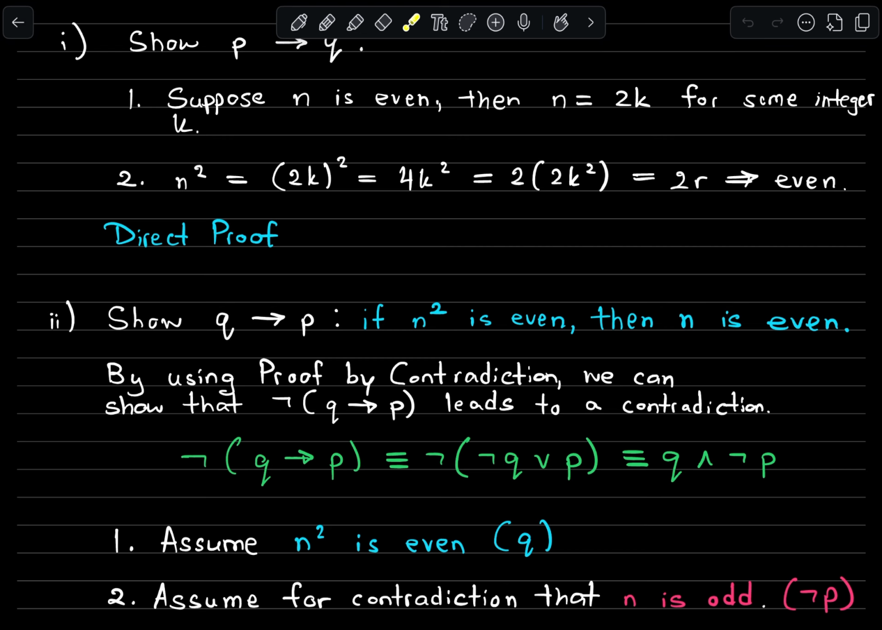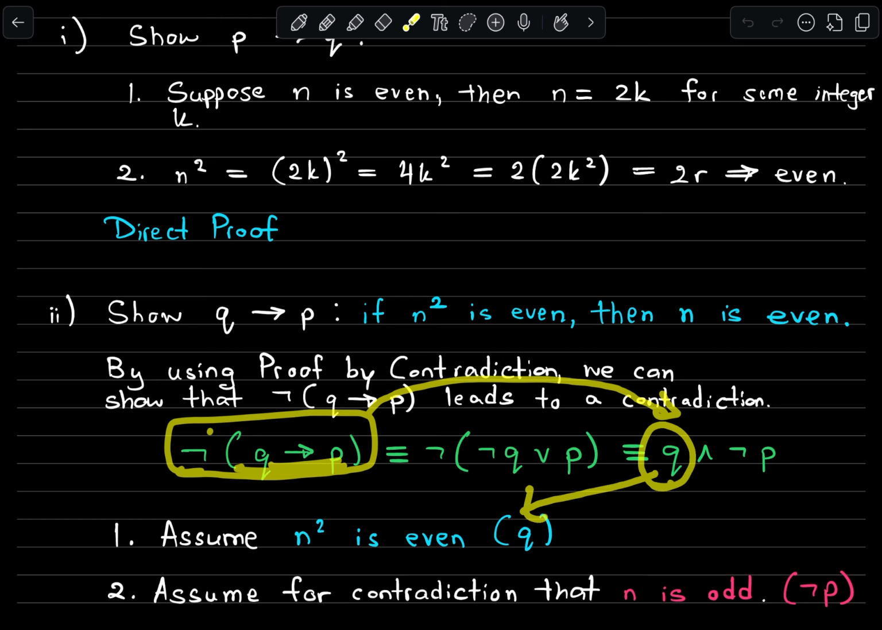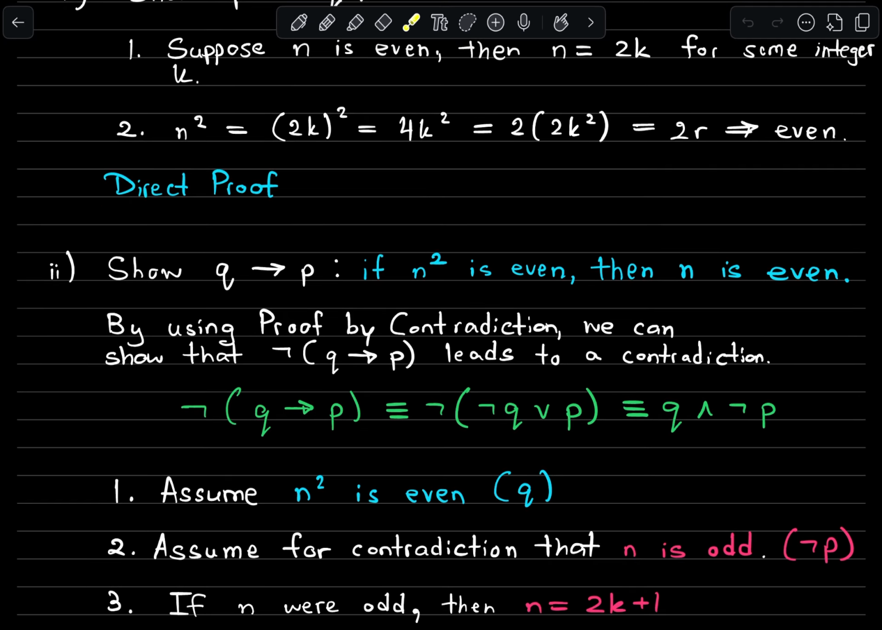Now, for the sake of contradiction, we want to assume that n is odd. P means n is even. But when we're doing this proof by contradiction, we negated that initial premise, and we arrived at n squared is even, and n is odd. That's what negation of P means here. So all we're doing is just assuming each part of this conjunction.